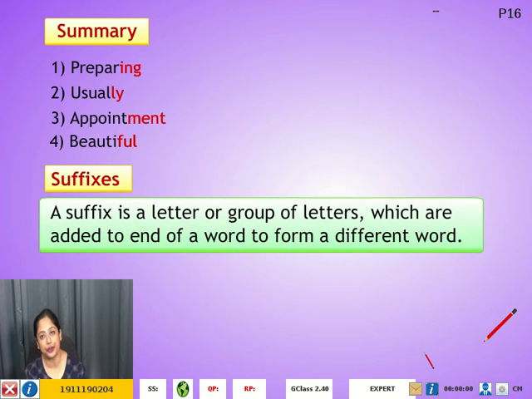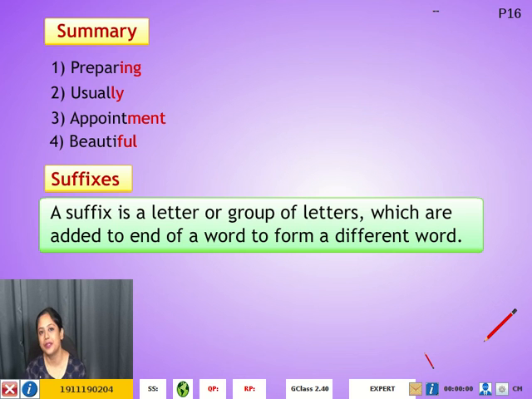What are suffixes? A suffix is a letter or a group of letters which are added to the end of the word to form a different word. Prefixes, what were prefixes? Prefixes were letters or a group of letters which were added before a stem of the word to completely change the meaning of the word. For example, refill, fill, refill, build, rebuild, right?